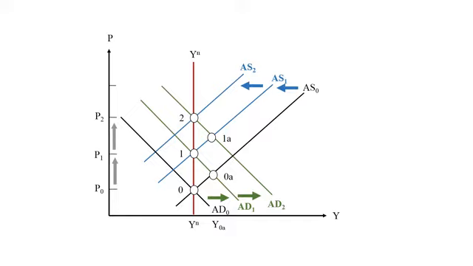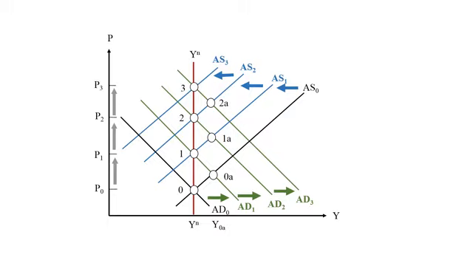If money supply continues to increase in the following years, the same scenario is applied. The economy will be in equilibrium at a higher price level. As long as the money supply continues to increase, this process will continue and inflation will occur in the economy.